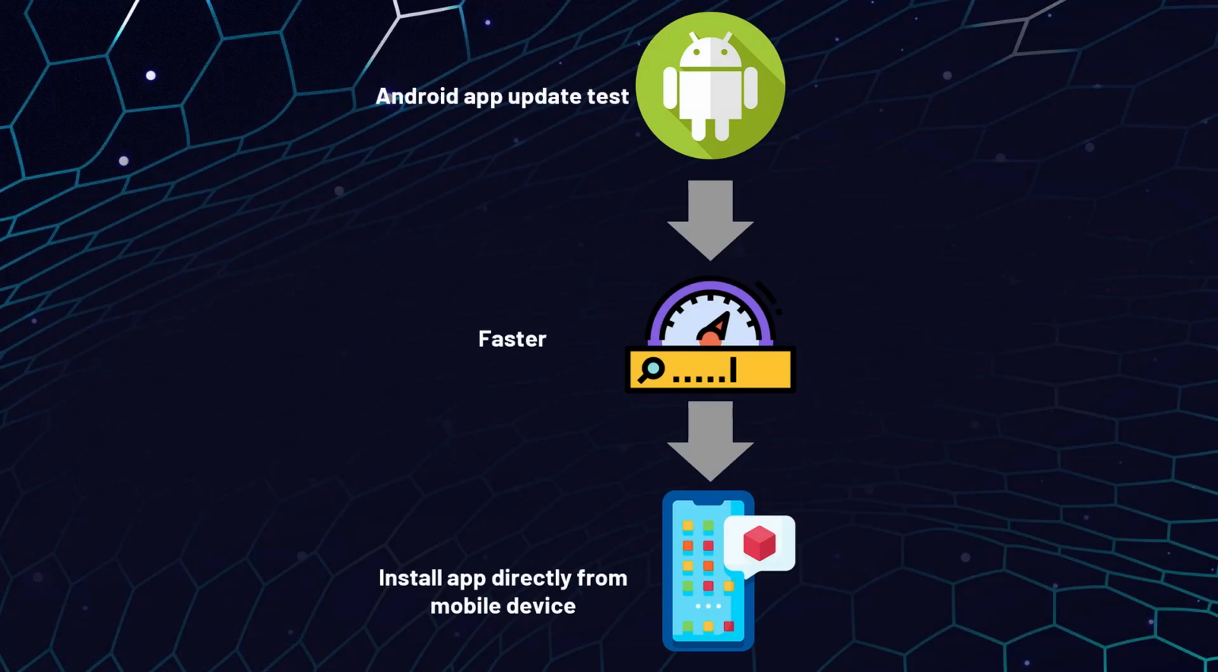If you want to perform an update test on Android faster, as with the installation testing discussed in the previous video, you can install the app and update it directly from the device.